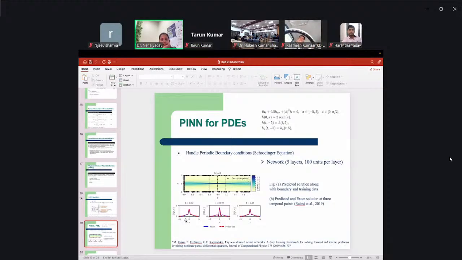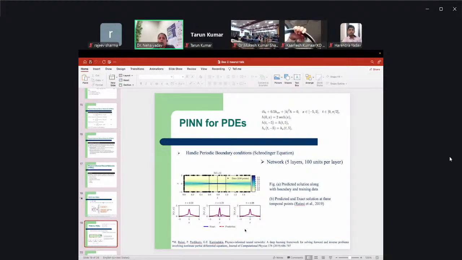And the second figure represents the exact and the predicted solution reported by Raissi et al. in 2019. This is the result I am presenting from their paper, where they first introduced PINNs and solved this Schrodinger equation problem. And we can see that PINNs can match the exact solution very well.